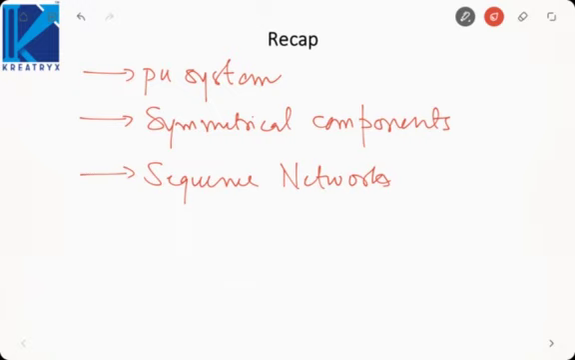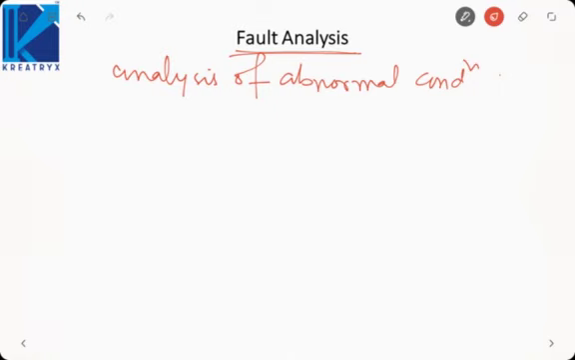So in this lecture we will be starting with our fault analysis, that is how to make use of the mathematical techniques that we have learned so far to analyze the abnormal conditions occurring in the power system. So fault analysis is basically analysis of abnormal conditions in power system. Okay, it is done prior to the occurrence of fault. It is not that the fault has occurred and then we are analyzing it; the analysis is done before the fault occurrence.